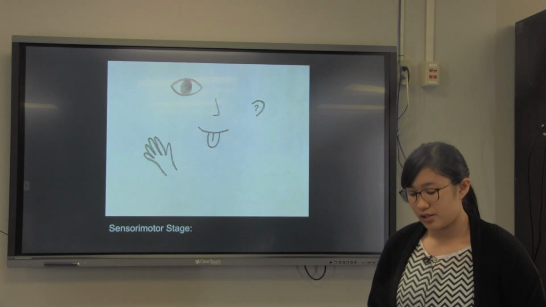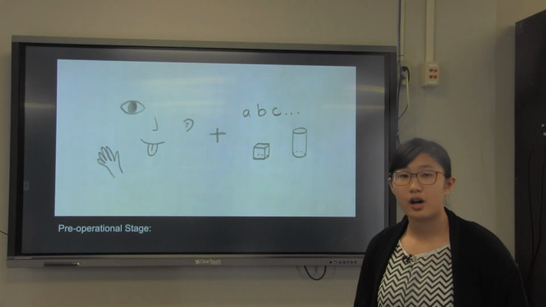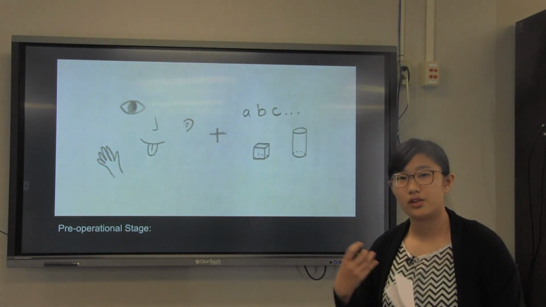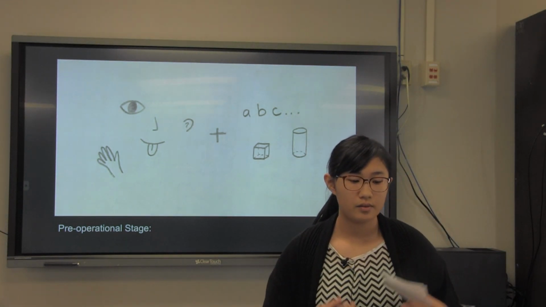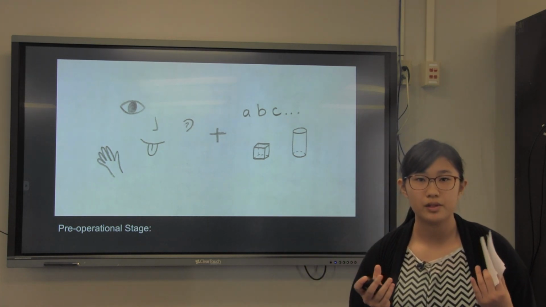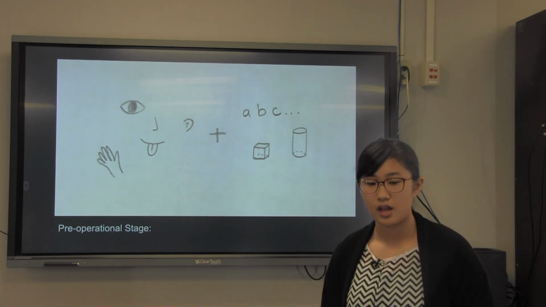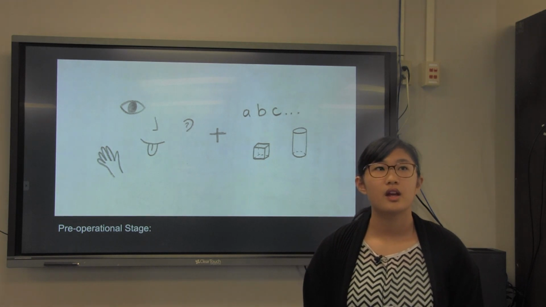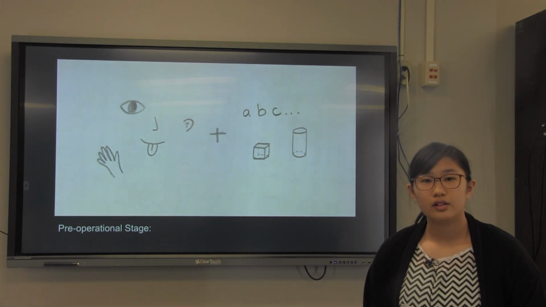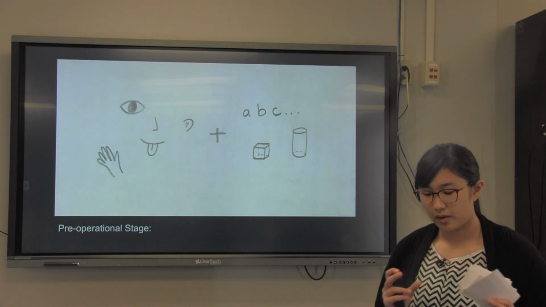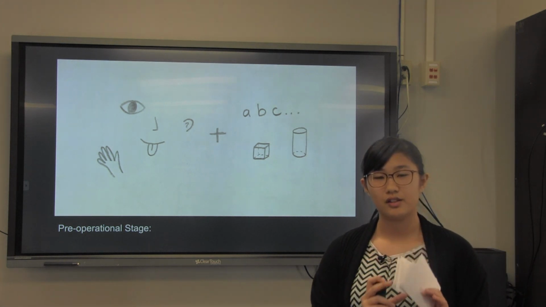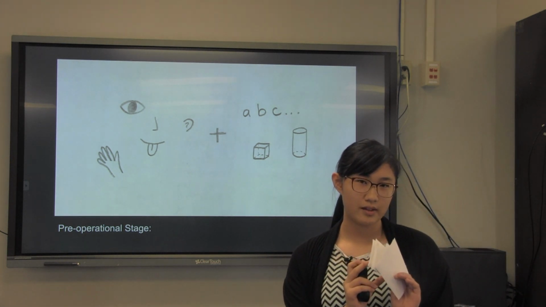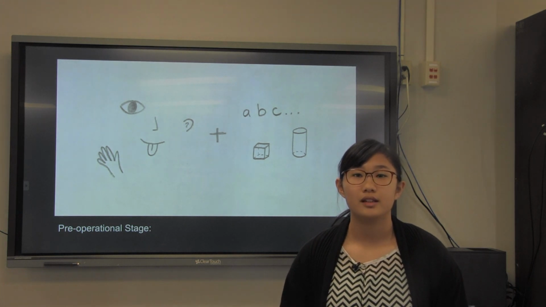And the next stage is the pre-operational stage, where you begin to grasp language and begin to imagine objects in your head, but you still need concrete examples. And by concrete examples, for example, during Chinese New Year, our families and friends give each other red pockets, which are red envelopes, and they have money in them.